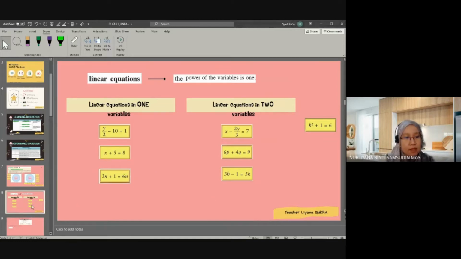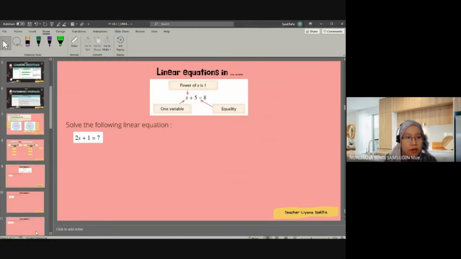That's all for this. Now, how to solve a linear equation? How to solve it? Let's see.